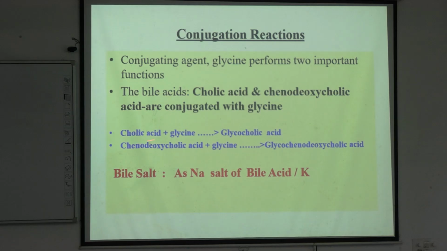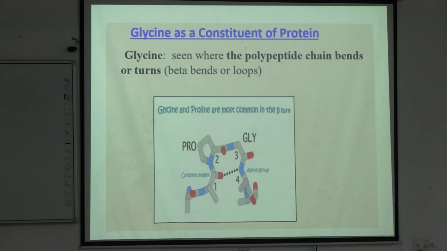At that time, try to remember that glycine can be conjugated with cholic acid, and glycine can be conjugated with chenodeoxycholic acid also. Glycine is a constituent of protein. It's a small amino acid, and although it is a non-essential amino acid, it is present in protein. Since this is a very small amino acid, as I told you during the protein class, there are bends or loops, and at those loops glycine is present. This is a very small structure.